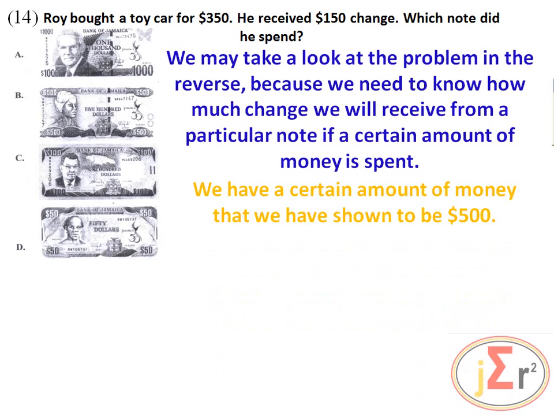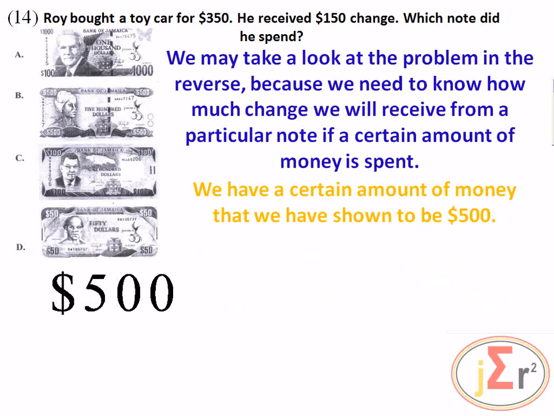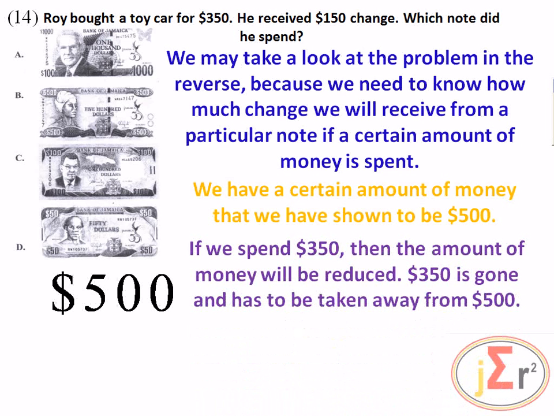We have a certain amount of money that we have shown to be $500, and let us say that we do not know what the change should be. How can we tell? If we spend $350, then the amount of money will be reduced.